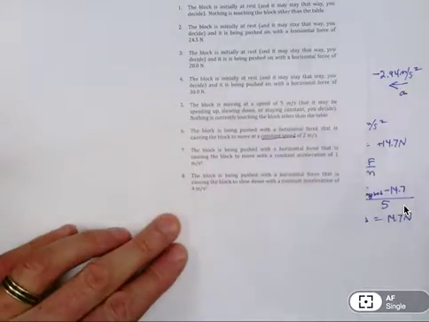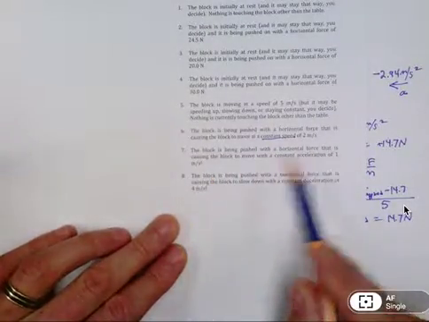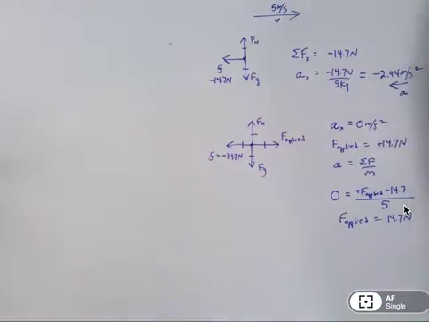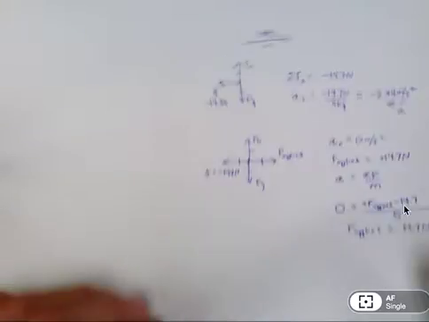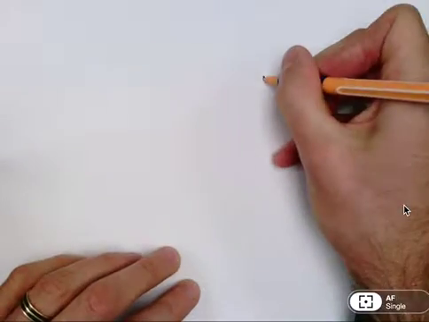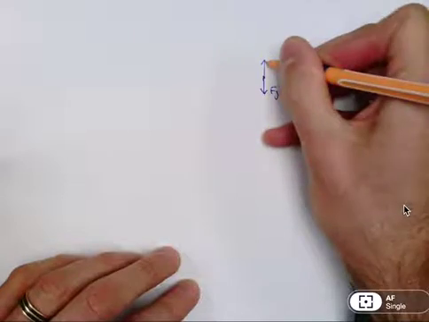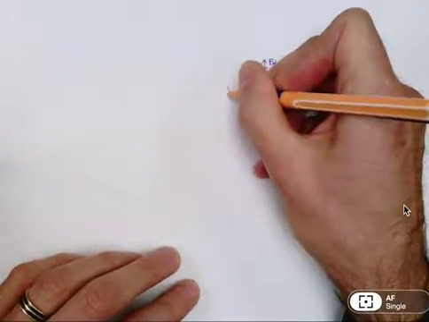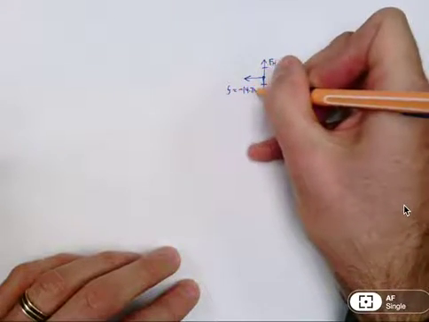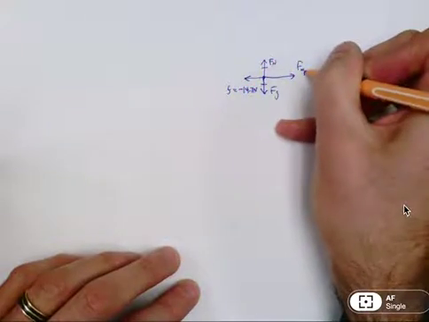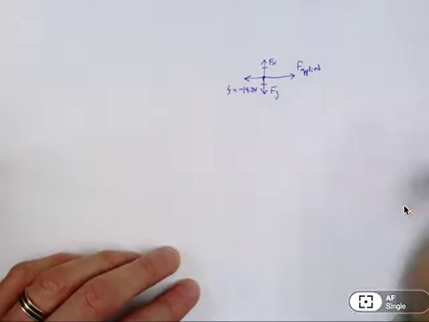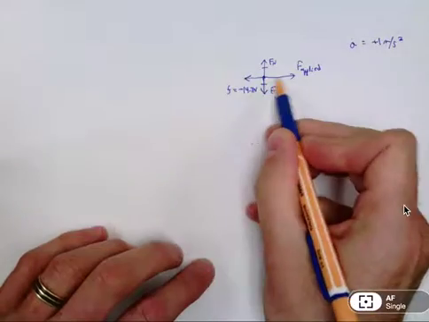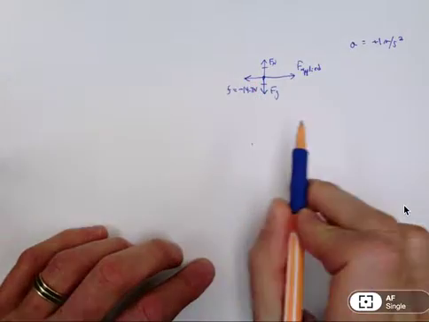Number 7 says the block is being pushed with an unknown horizontal force, and they say that it's accelerating and has an acceleration of 1 meter per second squared. So again, drawing a picture, force of gravity, normal force, balanced, it's definitely moving, so friction is definitely negative 14.7, but we don't know how big that applied force is. Since it does say that it's accelerating at positive 1 meter per second squared, I've drawn this force larger than that force. They're not balanced.